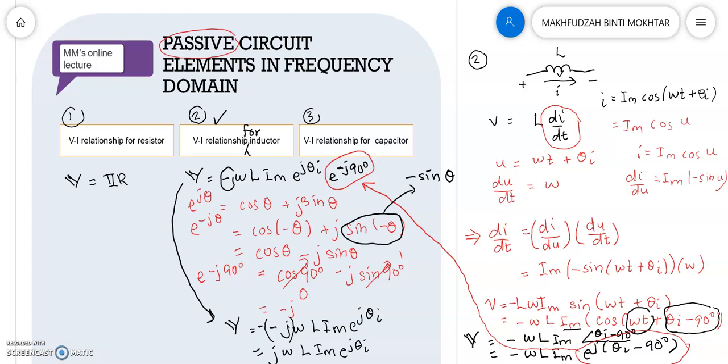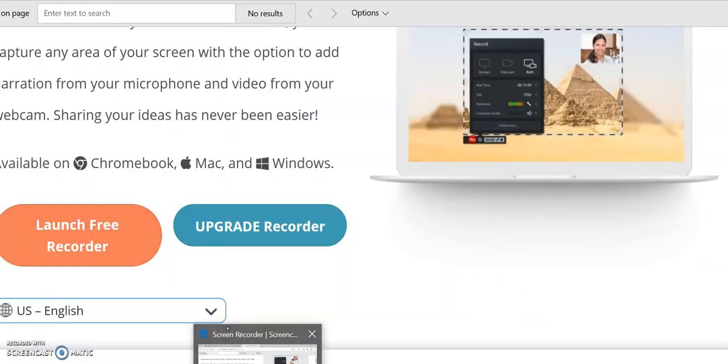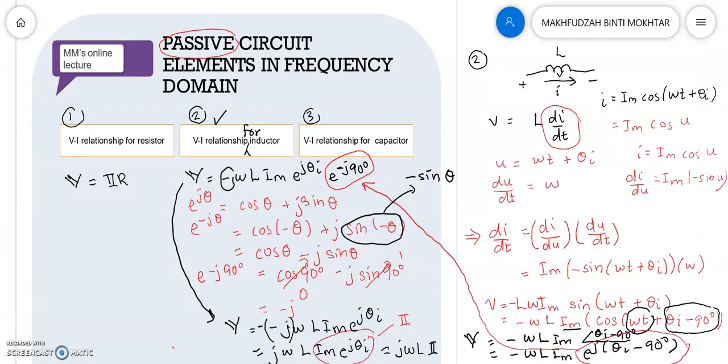So in other words, I can say that this Im exponent j theta I is actually the I. Because if we use the phasor transform before this, we can also say that capital I equals Im exponent j theta I. So I can now write this V in terms of I as V equals j omega L I. So this is the relationship between the V and also the I. Right, so that is the VI relationship for inductor.